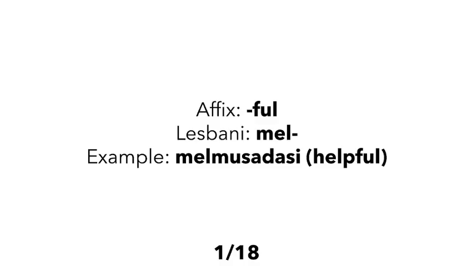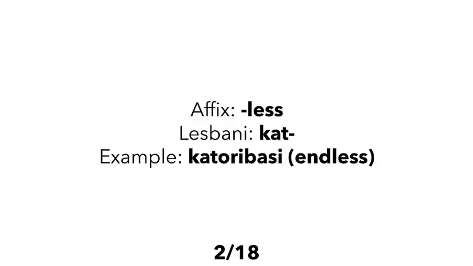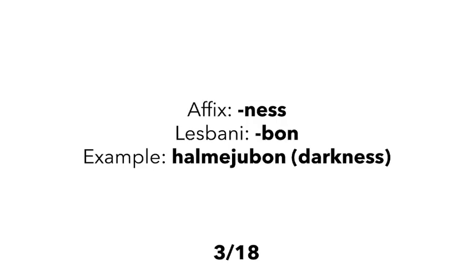There's 18 of these, but I'm going to try to make it as quick as I can. So, number 2 is less, as in, like, helpless. But I didn't want to just reuse help, so in Lesbani, this is kat at the start. And the example is endless, which is katoribasi. And again, we have si. So, ness, as in like, darkness is the example word. That is bon. This one is at the end. And the example is halmeyu bon.